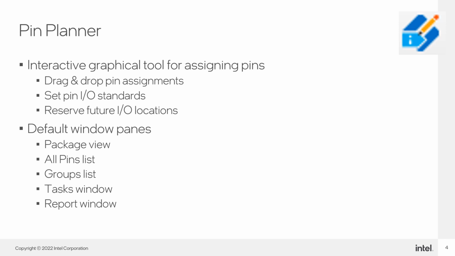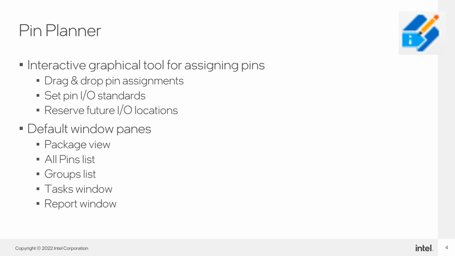The pin planner is the main method for creating I/O-related assignments in the Intel Quartus Prime software. Location assignments can be made by simply dragging and dropping signals onto the desired I/O pins. You can set the I/O standard for a bank of pins with the standards available for your selected device and reserve I/O locations for future assignments. Any I/O-related assignment that can be created in the assignment editor can be created in the pin planner.